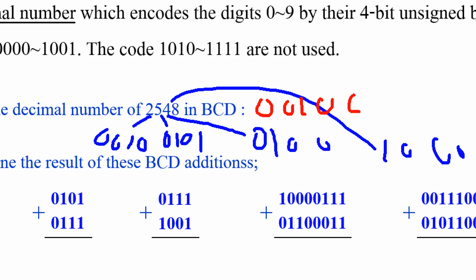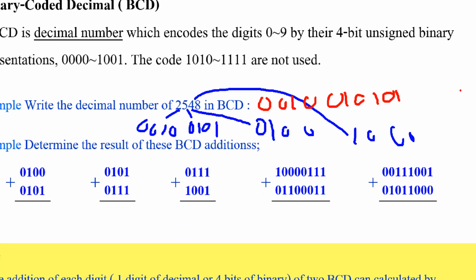0010, 0101, 0100 and 1000. That's all. This is BCD. Okay, 4 bits to represent each digit in decimal.